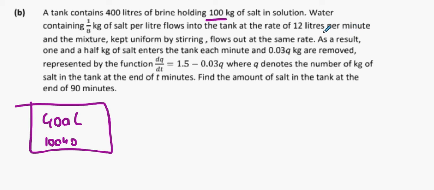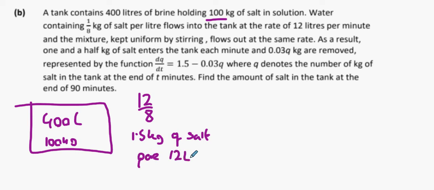So every minute, you do 12 over 8, because it's 12 multiplied by 1/8. It's going to be 1.5 kilograms of salt that enters, per every 12 litres of water every minute. Okay, happy days. So there's a certain mixture of salt water, and then it's either diluted down or the concentration is increased.